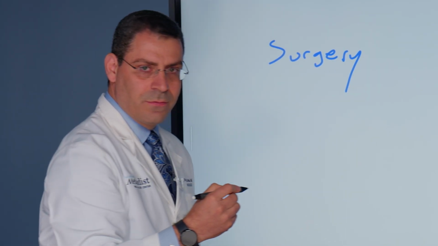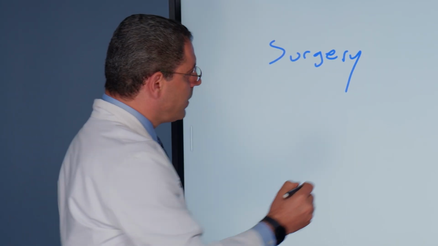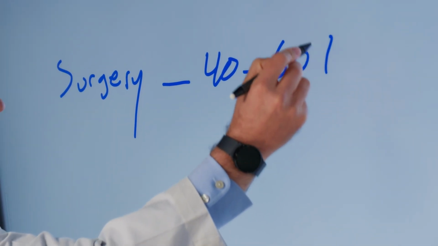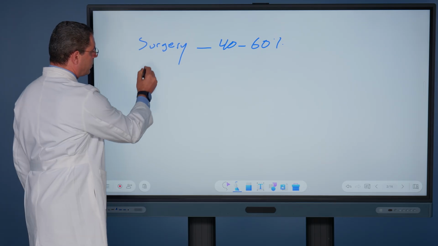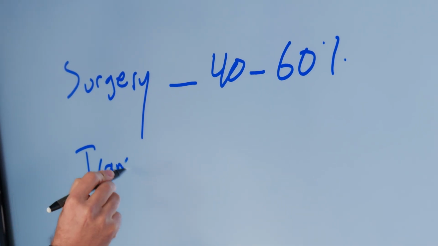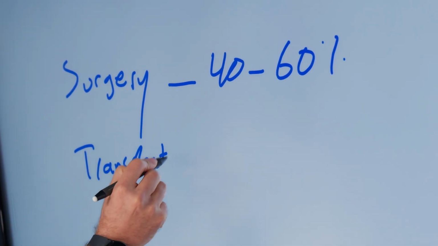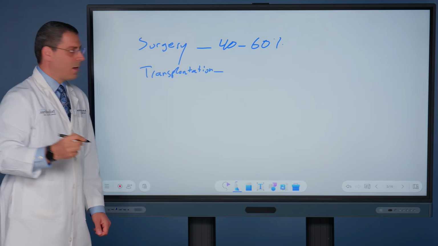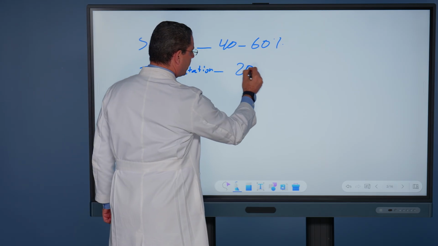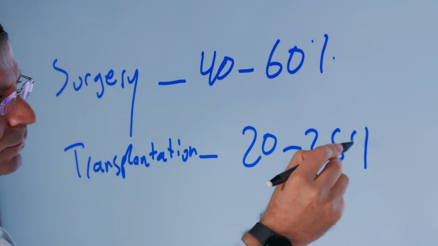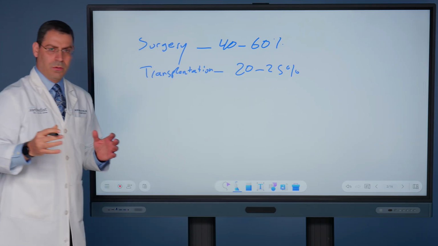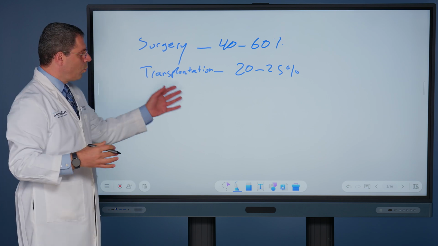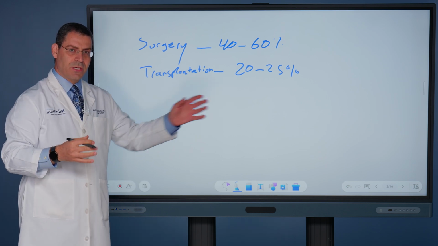For surgery, even though it's curative, the cancer comes back in up to 40 to 60% of the cases. For transplantation, the cancer can come back in up to 20 to 25%. So imagine a patient goes through a major surgery, resection, or transplantation, and one quarter of those patients after transplantation are going to have it come back.